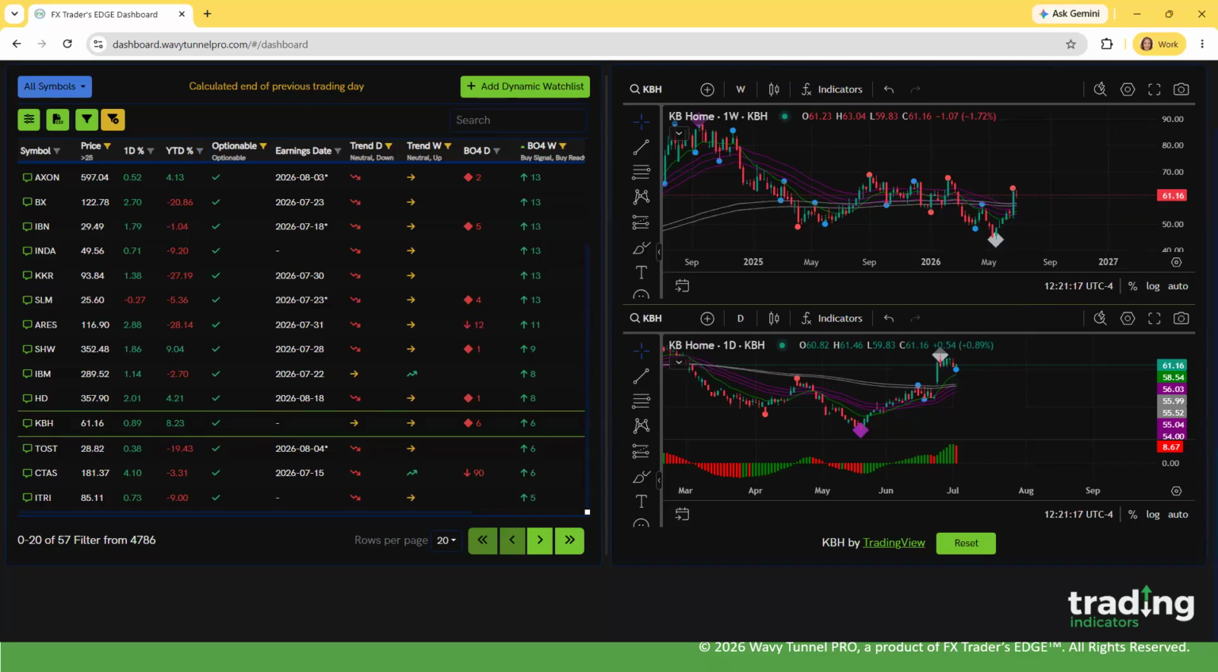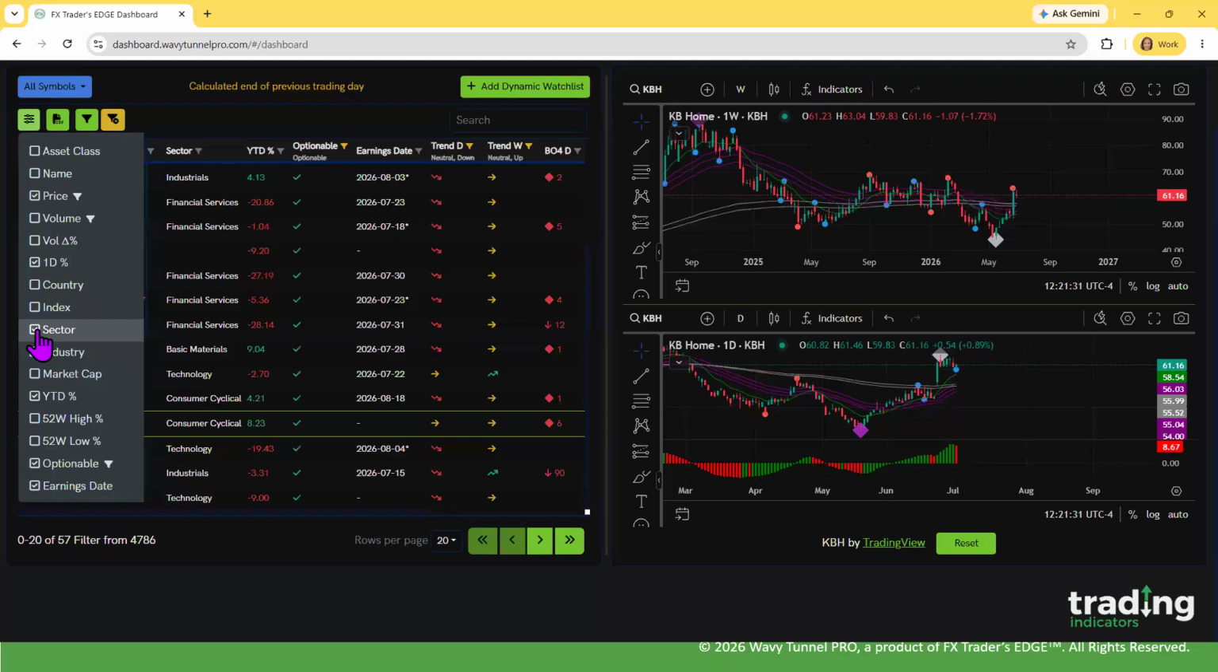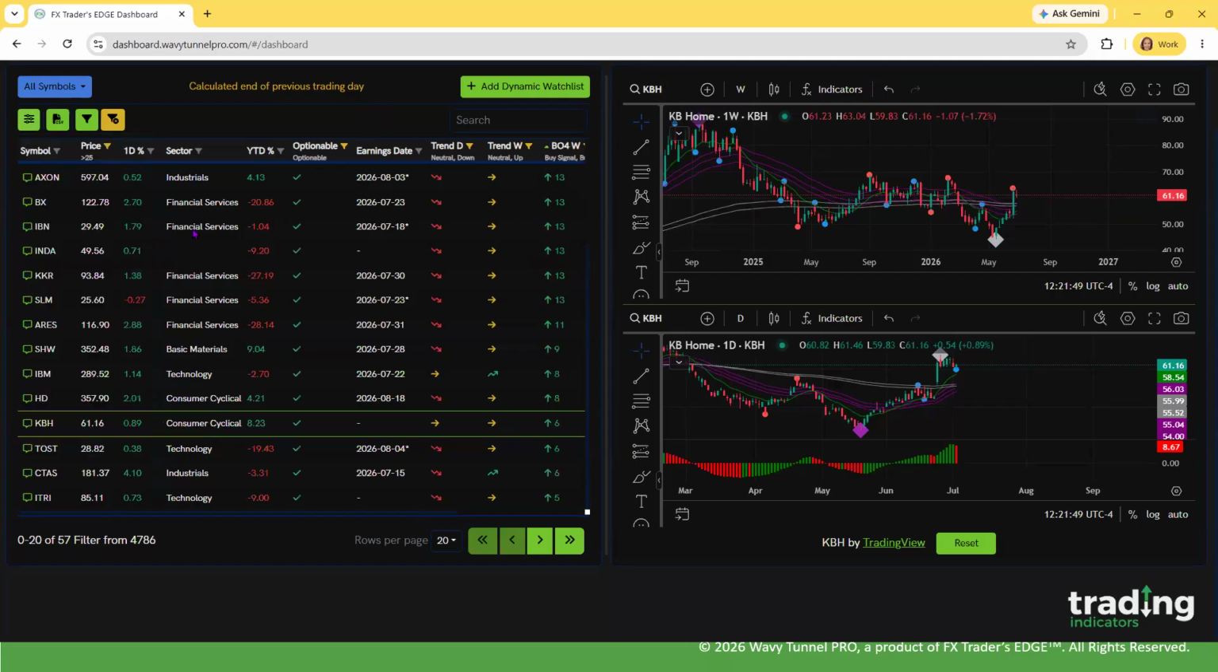And this is KBH. Let's see. The other thing that I like to look at is the sector. I don't have enough real estate on this side. Let me put the sector on and see if we still see everything. Okay, I'm going to get rid of the breakout 4 daily so I can just see the breakout 4 weekly. So here you see all of the wavy tunnel trades: PW, fill the gap, breakout 4, breakout 3. I'm just going to uncheck breakout 4 daily so I can see the weekly here and also see the sector.